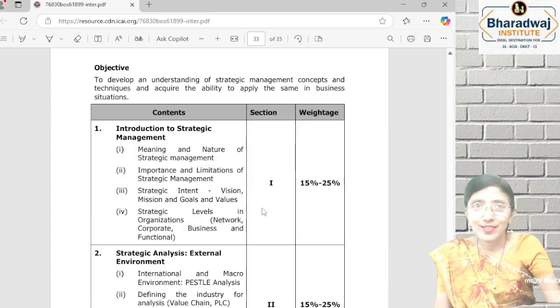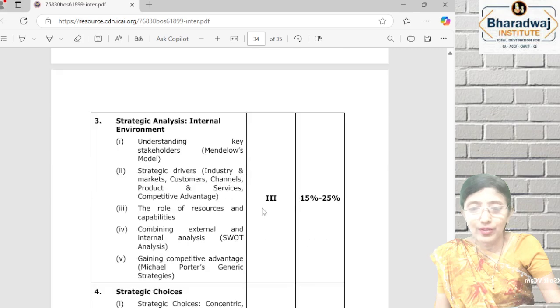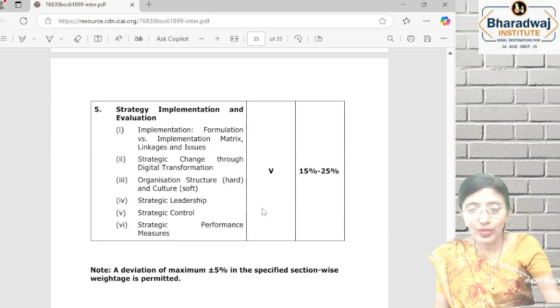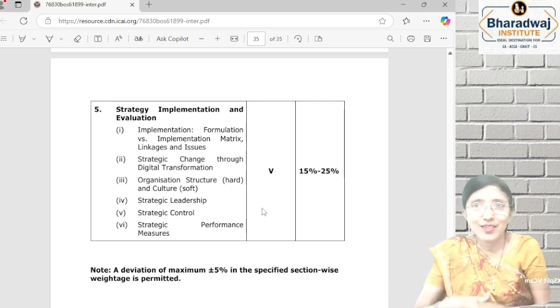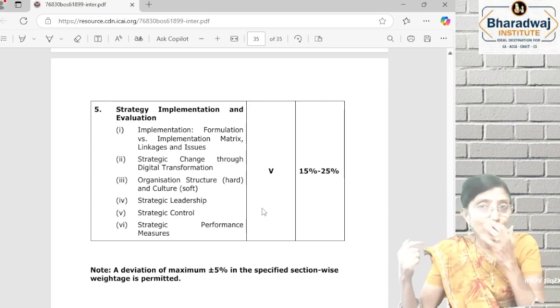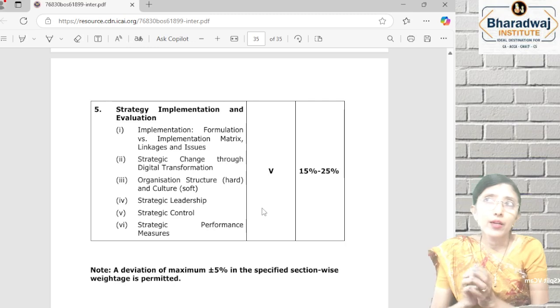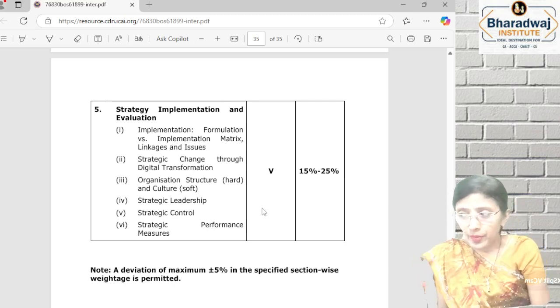Please look at it. Introduction to SM, 15 to 25%. Strategic analysis, external environment, 15 to 25. Internal environment, 15 to 25. Strategic choices, 15 to 25. Strategic implementation, evaluation, 15 to 25. So what are you going to do? All chapters are equally important. There is no question.